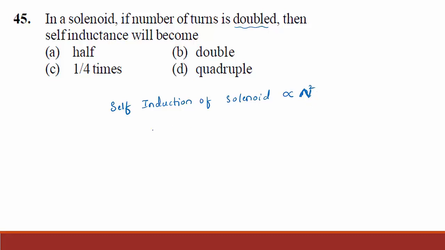Now the question is, if N is doubled, then self-inductance will become, what happens? If N is doubled, then self-inductance will be 4 times. That means quadruple. If N is doubled, then L is quadruple. So option D is right.